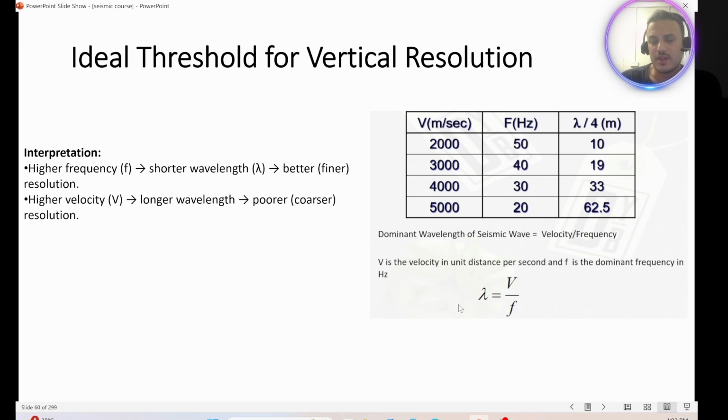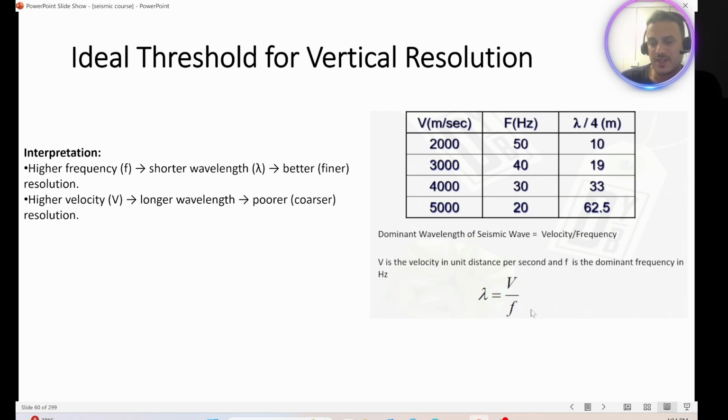If we need to get the lambda, the wavelength is equal to velocity divided by frequency. So if we have very high frequency, that means we have very short lambda, and that means we get better, finer resolution. If we have very high speed, you will have very large lambda, and then we have very low frequency. If we have very low frequency, this means it will be very poor and coarser resolution. So understanding these factors, we have lambda equal to velocity divided by frequency.